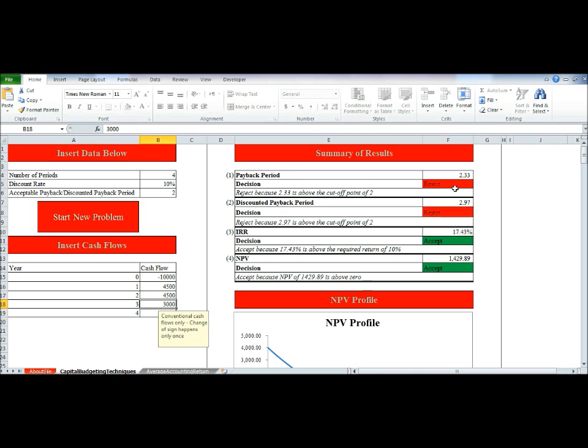So the criteria is to reject them. However, using the better criteria, which are NPV and IRR, the project is going to be accepted because it's providing an NPV of 1,429, and its IRR, internal rate of return, is 17.43, which, with the explanation for it, you can find over here. It will tell you that because the 17.43 is above the required rate of return of 10%, you will accept it, and the same for the NPV.